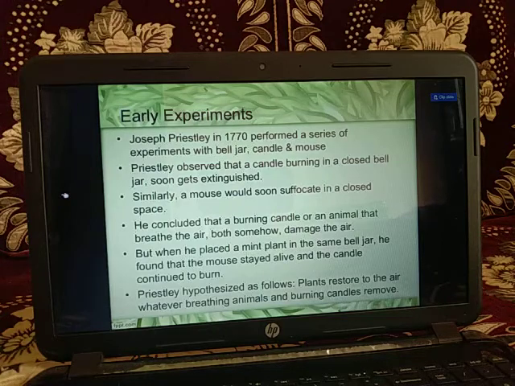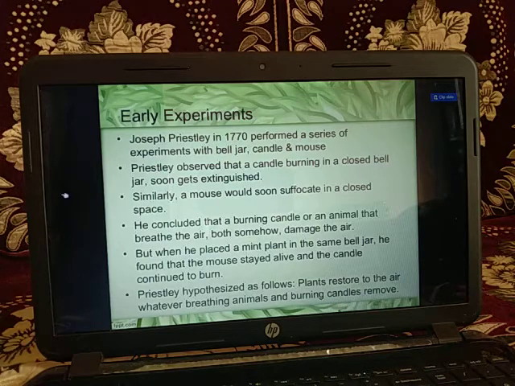Now Jan Ingenhousz, 1730 to 1799, in his experiment with an aquatic plant, showed that in bright sunlight small bubbles were formed around the green part, while in the dark such bubbles did not form. He found these bubbles to be oxygen. He thus confirmed that purification of air or formation of the dephlogiston is carried out by green plants only in presence of sunlight.